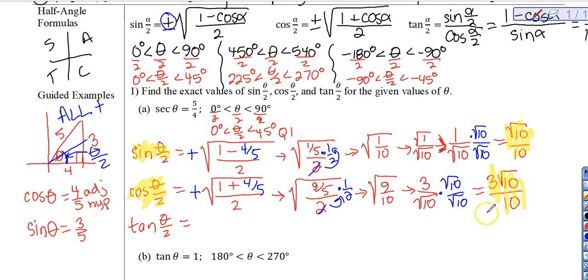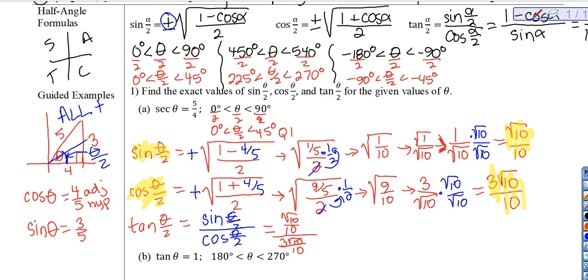So we're going to go with this option. I'm going to actually write down the option, the sine of theta over 2 over the cosine of theta over 2. So that's the option that we're going to go with. So I'm writing it down so we know which one to use. So let's plug it in. So sine of theta over 2 is the square root of 10 over 10. And cosine of theta over 2 is 3 square roots of 10 over 10.